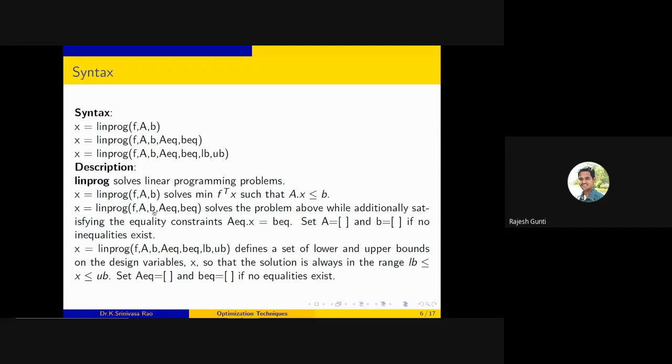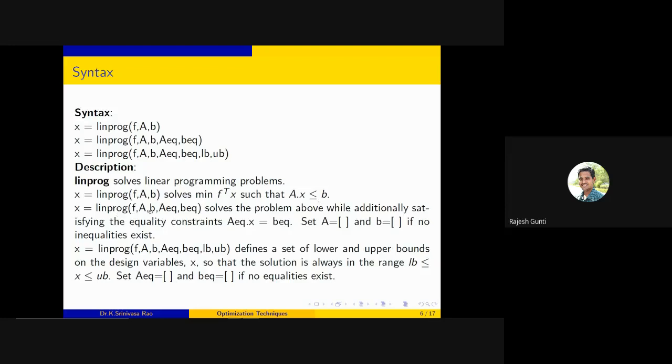linprog solves linear programming problems. x is equal to linprog f, a comma b solves minimization. If you want to solve LPP using MATLAB, the function should be minimized. Otherwise, if it is maximum, we convert it to minimization and solve. linprog f, a comma b solves min objective function such that a times x is less than or equal to b. That means only less than or equal to constraints.